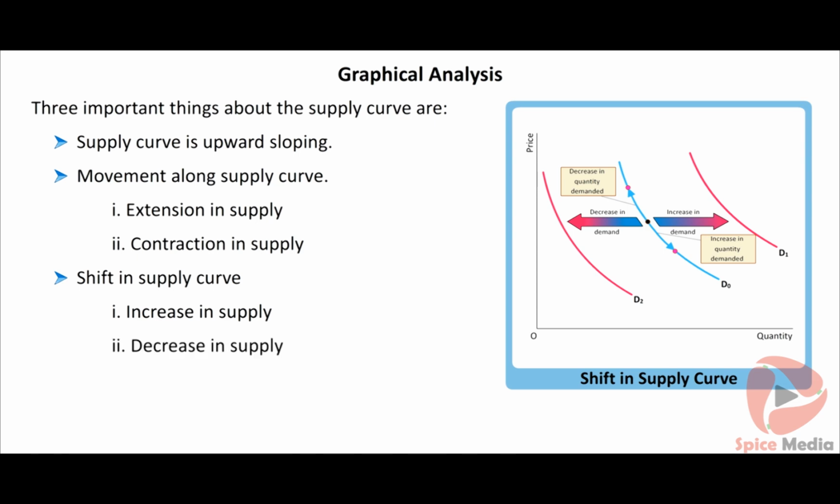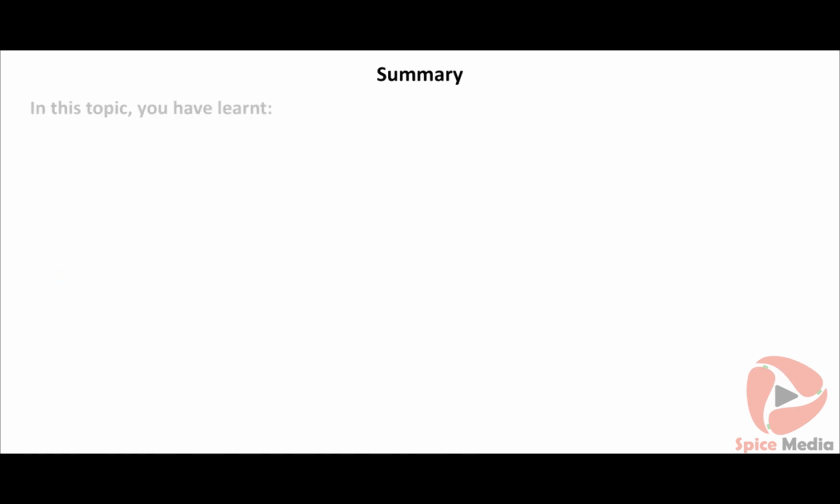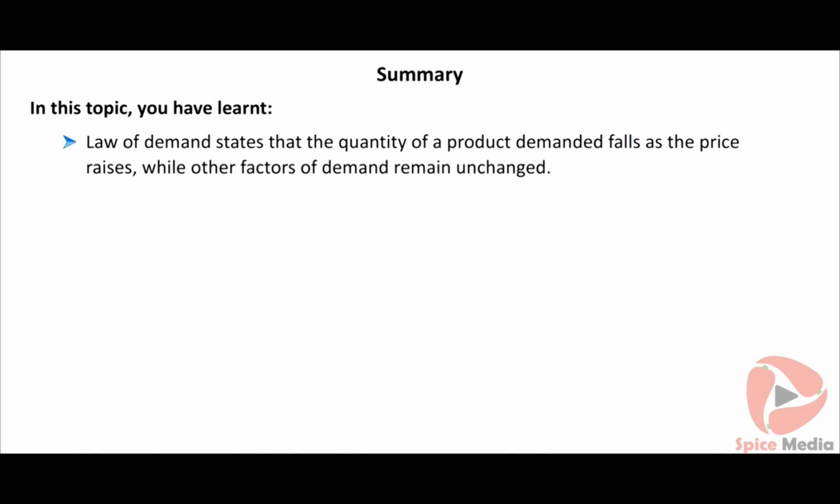Decrease in supply. It means the same units of a commodity are supplied at a higher price, or at the same price lesser units of the commodity are supplied. Summary. In this topic you have learnt: law of demand states that the quantity of a product demanded falls as the price rises, while other factors of demand remain unchanged, and vice versa.